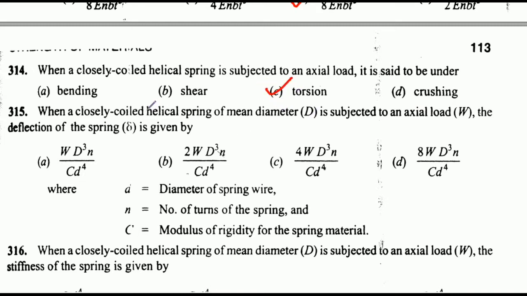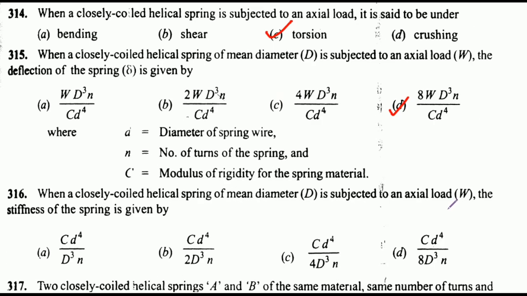Next is, when a closely coiled helical spring of mean diameter D is subjected to an axial load W, the deflection of the spring delta is given by, here friends these are the options and here d is equal to diameter of the spring wire, n is equal to number of turns of the spring and C is equal to modulus of rigidity of the spring material. Here friends the correct answer is option D, that is 8WD cube n upon Cd raised to 4.